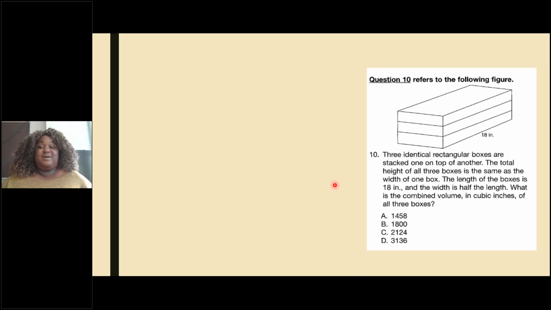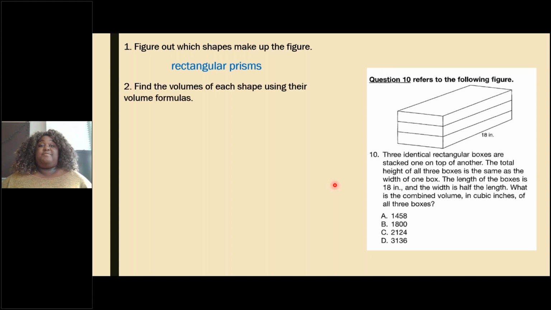So the first step is always the same. Figure out which shapes make up the figure. And in this case, we have rectangular prisms, all three. Okay. Next step, we want to find the volumes of each shape using the formula. So the volume of a rectangular prism is length times width times height. So now let's break down those words a bit.